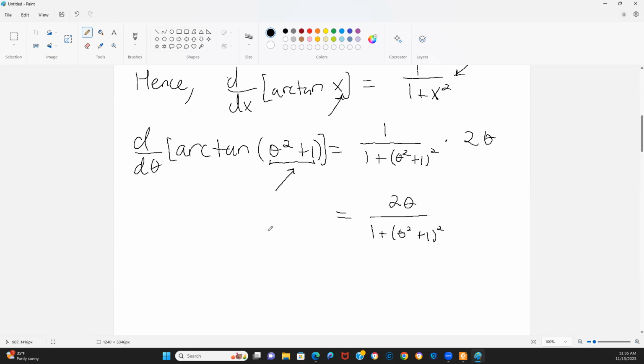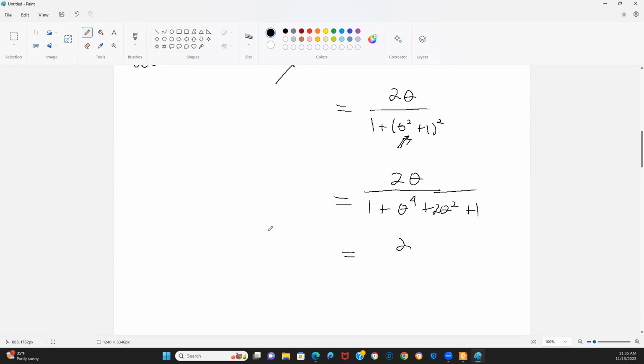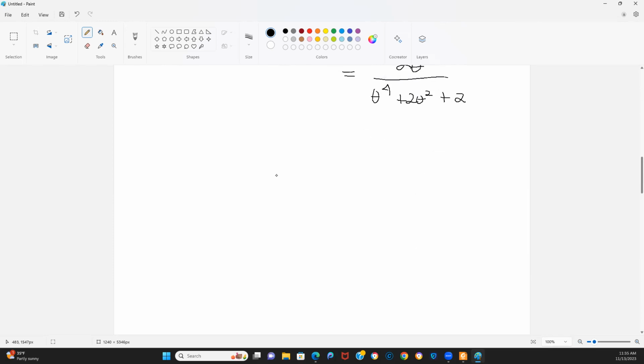So I guess that's D because you can FOIL this out. This is kind of a trick problem because it doesn't look like any of the choices. So what you need to do is FOIL this. So you get 1 plus theta to the 4th plus 2 theta squared plus 1. And then you can write this as 2 theta over theta to the 4th plus 2 theta squared plus 2. Okay, so that looks like option D, which is in fact the right option. So that's the end of that.